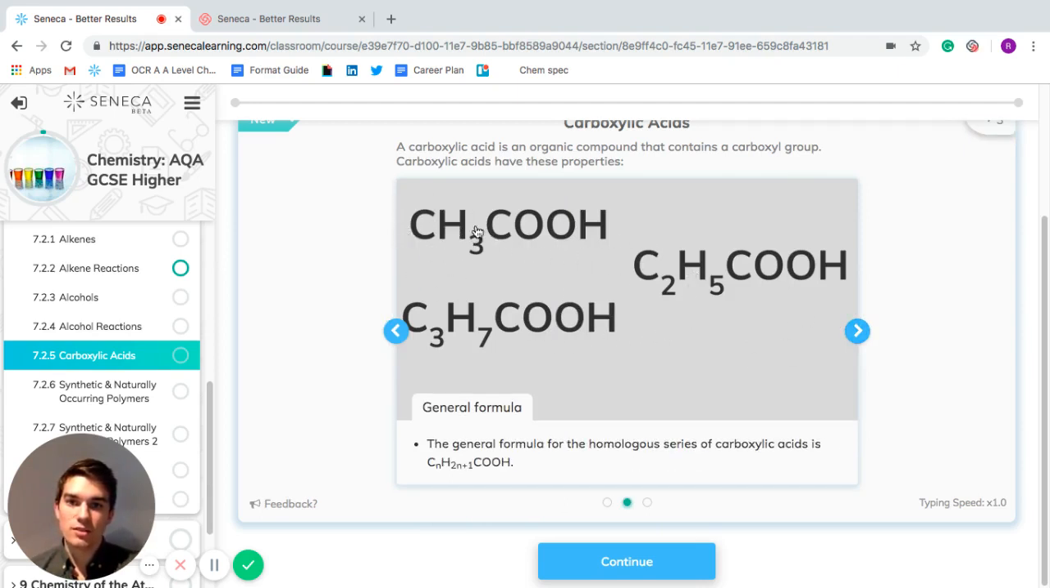You can see you've got the CH3COOH. Now the general formula for it is CnH2n plus 1 COOH. So there's always double plus 1 the number of hydrogens in the carbon chain.